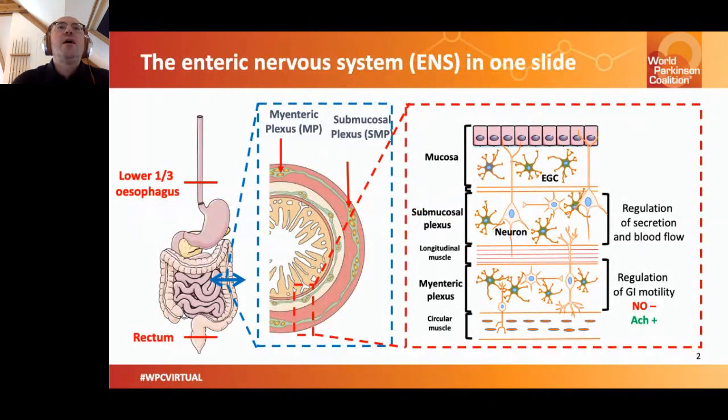As a beginning, I will start with a very short reminder on the enteric nervous system. The enteric nervous system is a mesh-like neuronal network organized into two main plexus, the myenteric and the submucosal plexus, composed of neurons and enteric glial cells, which extends along the entire length of the GI tract from the lower esophagus to the rectum. The neurons of the myenteric plexus control gut motility, while those in the submucosal plexus are primarily involved in the regulation of secretion and blood flow.